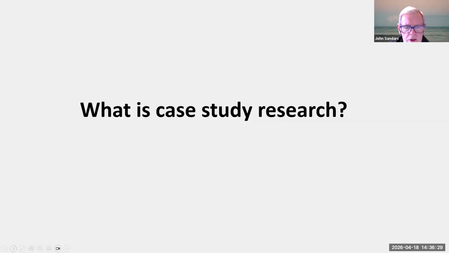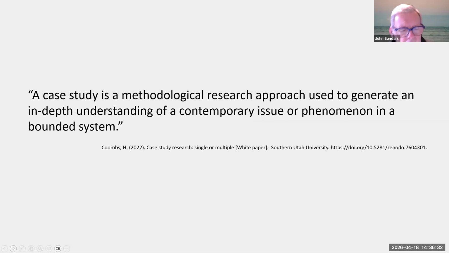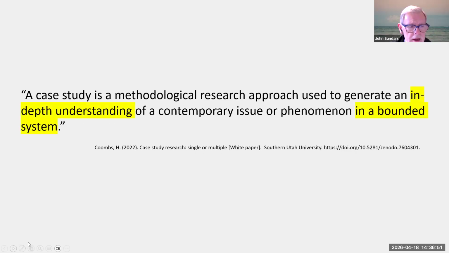So, what is case study research? There are lots of definitions, but for me, this is probably one of the simplest, and it basically summarizes what I consider to be case study research. If we look at it in great detail, there are certain aspects. First of all, it's a methodological research approach. It's not a method, it's a methodology. And within that are methods which can either be quantitative or qualitative or both.